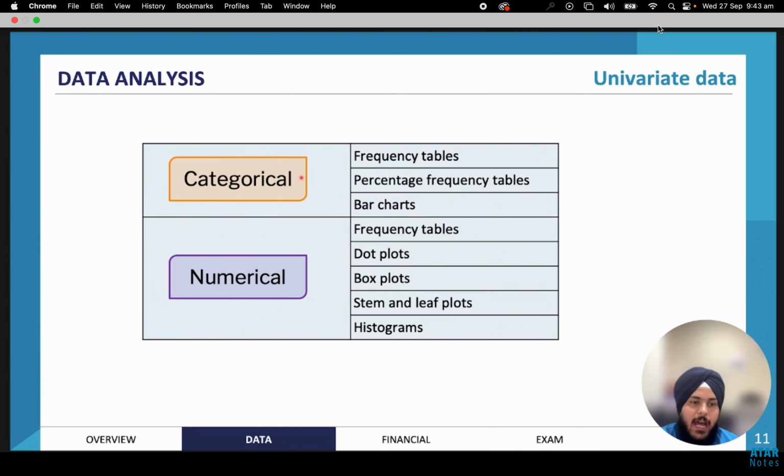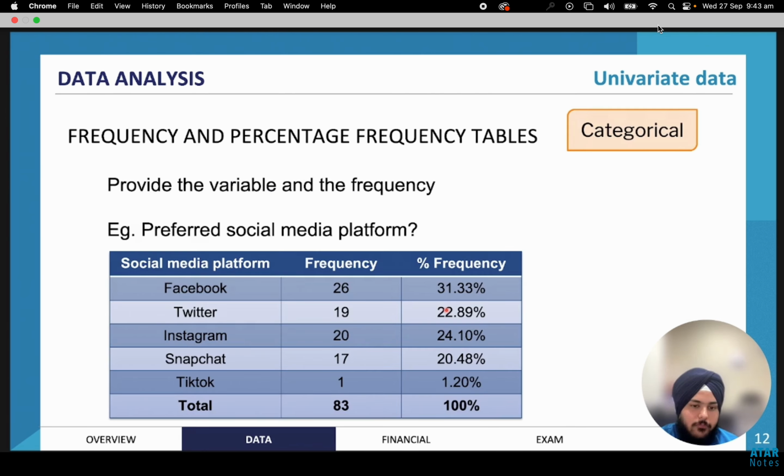So if you have a categorical variable, the way that we can depict it is using frequency tables, percentage frequency tables, or bar charts. Whereas if we have a numerical variable, the ways that we can depict this, again, using frequency tables, but this time they will look a little bit different. We can also use dot plots, box plots, stem and leaf plots, and histograms. So now we'll be quickly going through all the different types of graphs and how we can interpret and also graph them.